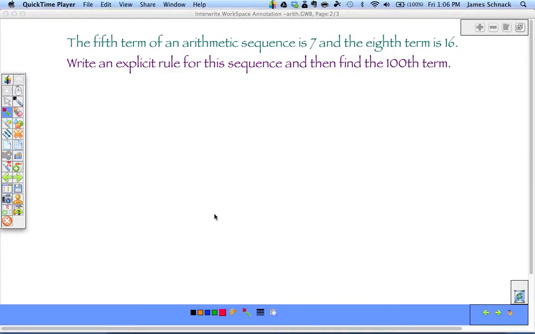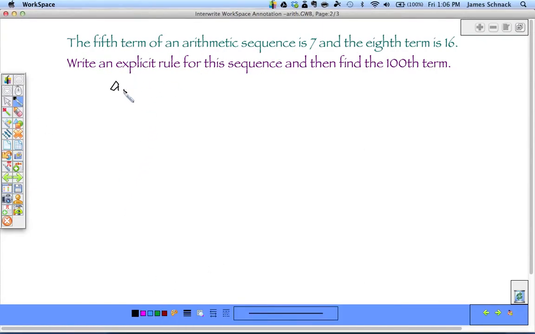Let's look at how we can use this in what we'll be working on. So the fifth term is 7, A5. The eighth term is 16.